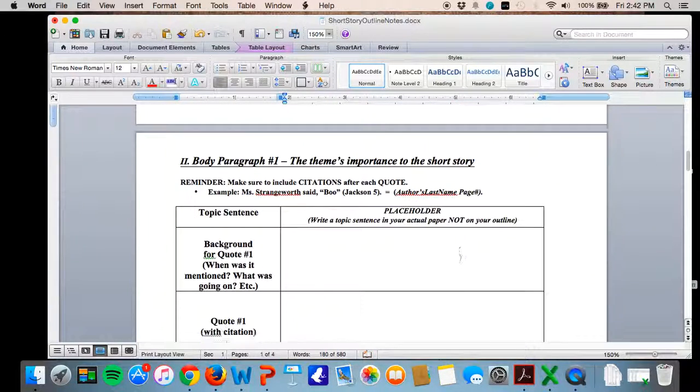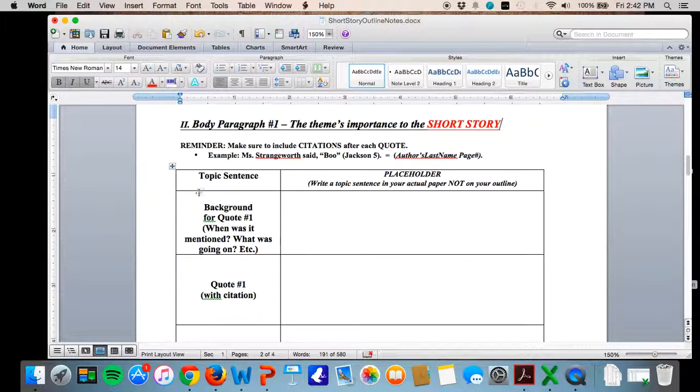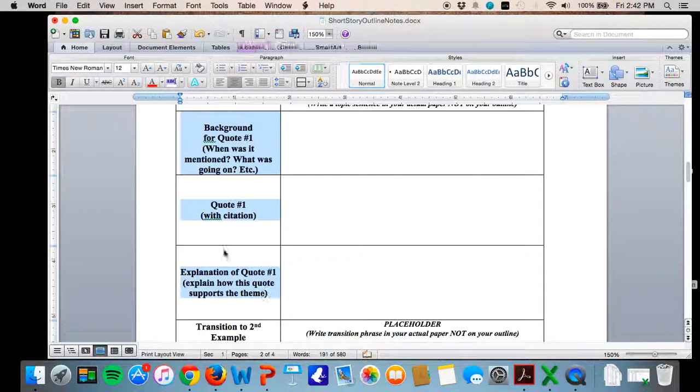All right, let's go on to body paragraph number 1, which is paragraph number 2. Remember, this is the one about the short story. We want to talk about our examples of how the theme is in the short story. Remember, we did our color coding in class, so if you haven't done so, you want to make sure we're going to have 2 examples from the short story.